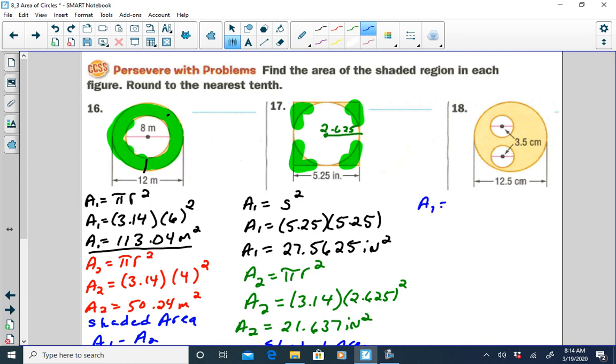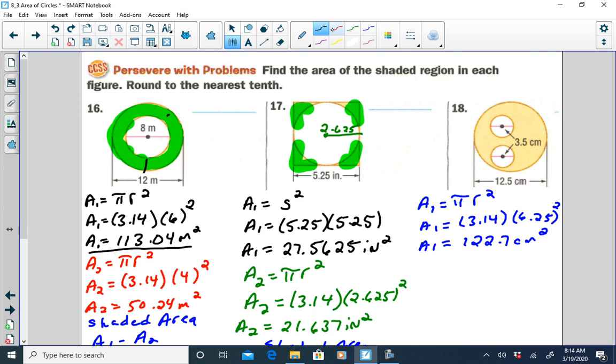So area 1 is going to be the area of the large circle. So that's going to be pi times r squared. Area 1 is going to be equal to 3.14. Now the radius of the largest circle is going to be half of the 12.5. So with your calculators, you take the 12.5 and you take half of it. That's going to be 6.25. Right? But we're squaring that. Area 1 is going to be equal to 6.25 squared times pi. You get 122.7, and those are square centimeters. So that's the area of the entire circle.